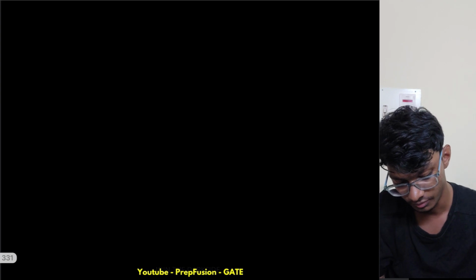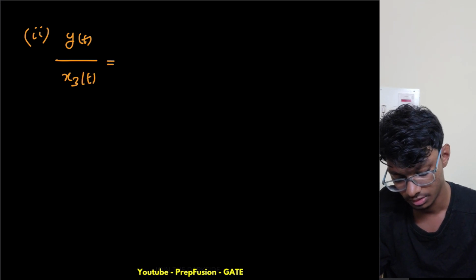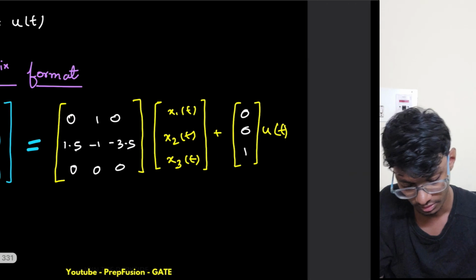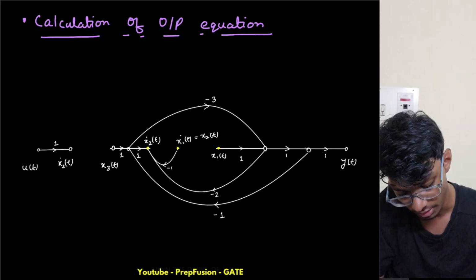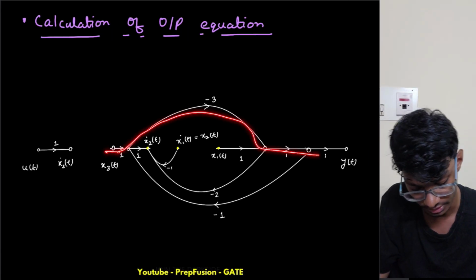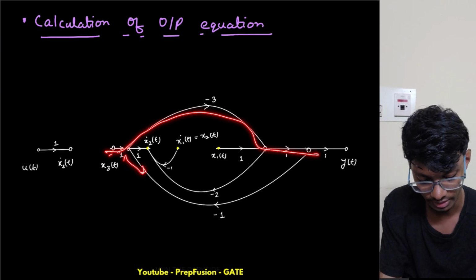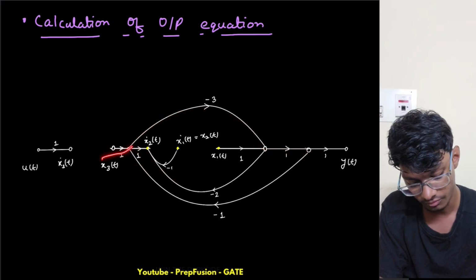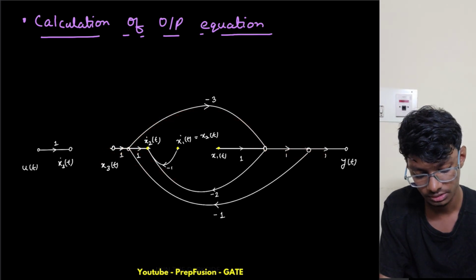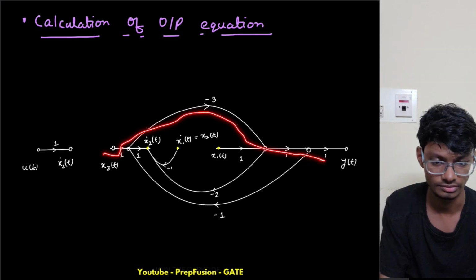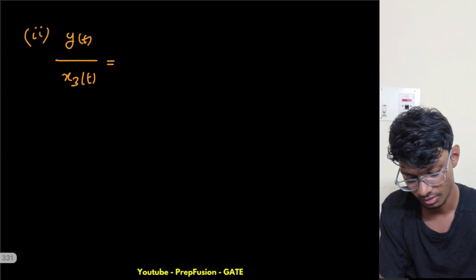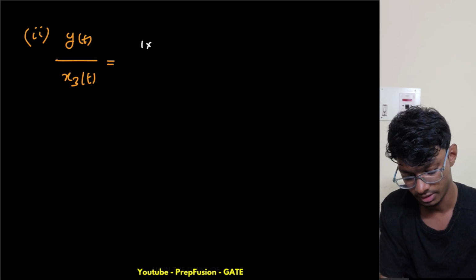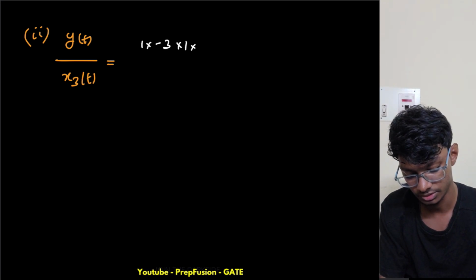Now let's find the relation between y and x3, y of t upon x3 of t. So again, how many forward paths do we have? What I can observe is only this is the forward path, right? I can go from here, but this is against the flow. I can go from here, but from here I don't have any path because this is also against the flow. So only we have this forward path. What is the gain of that path? This is 1 times minus 3, 1 times 1, which is 1 only.